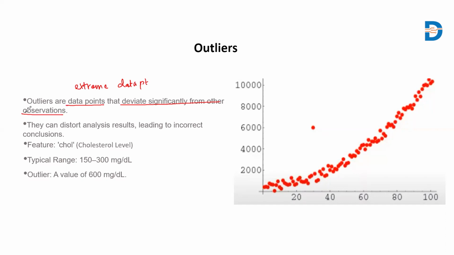What is the importance of those outliers? Why do we need to remove them? In data analysis, dealing with outliers is the most important thing because they will distort the analysis result and always lead to incorrect conclusions.